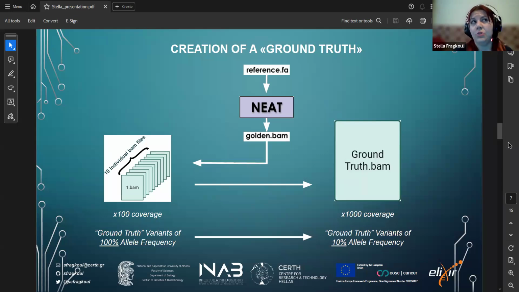It's like 20,000 base pairs. So it was well defined and small, and the region was small. So I said, okay, let's go with it. What NEAT does is that it creates a BAM file. The BAM file is the alignment in a binary format, but you do not have to realign it.